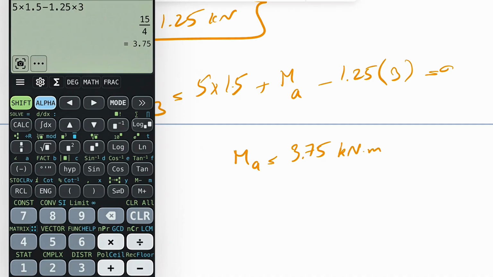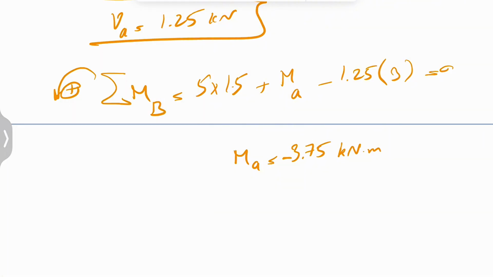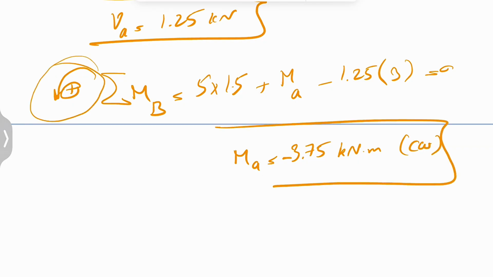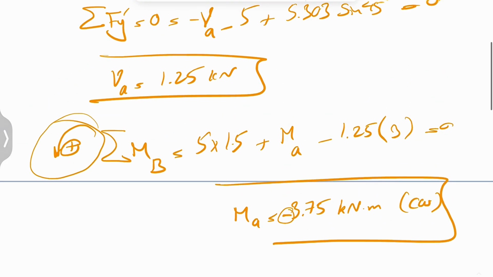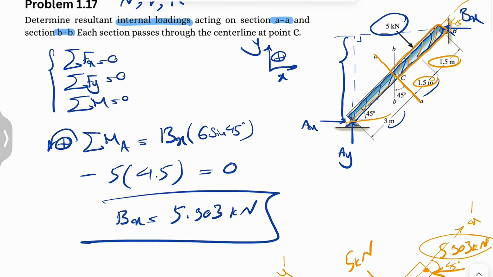kilonewton meter. And actually, if it goes on the other side, it will be negative. So there's a negative sign in here, and the moment is actually clockwise. So we can show it here. But because we define our sign convention here, this negative sign already shows the clockwise. So that was the A part.